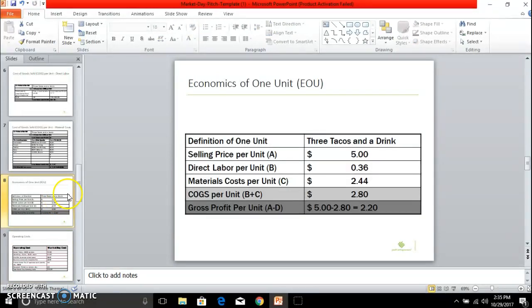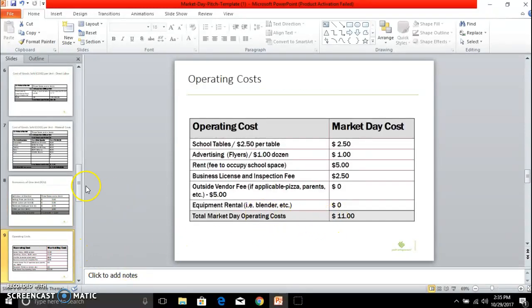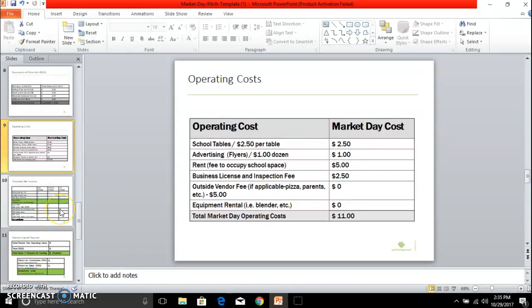So what I'm looking at, my gross profit per unit projected would be $2.20. My operating costs would be about $11. So for the last video, we're going to look at the projected net income and the venture capital request, but that's how you calculate your economies of 1 unit and operating costs.